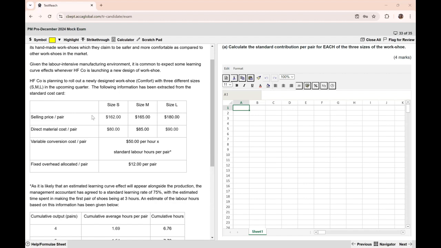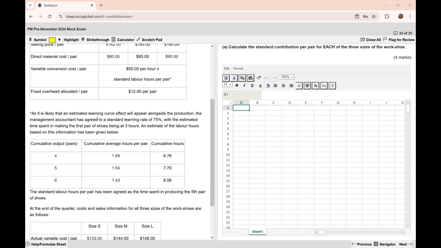Size S, M, L, and we have the selling price per pair 162, 165, 180. Direct material cost per pair is 80, 85, 90. Variable conversion cost per pair is $50 per hour multiplied with the standard labor hours per pair, and fixed overhead allocated per pair is $12 per pair.